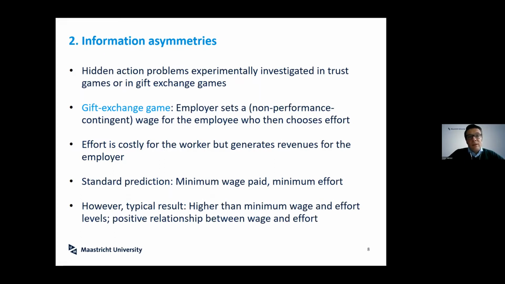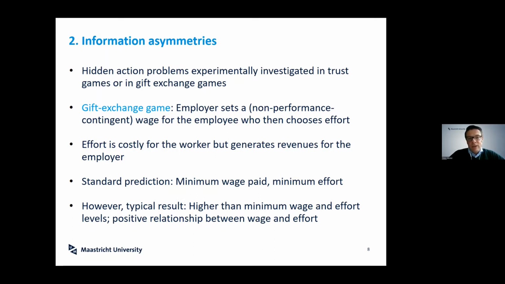Now, studies in this area focus predominantly on hidden action problems, and these hidden action problems are experimentally investigated in trust games or in gift exchange games. And the gift exchange game consists of two decisions. The first decision is that the employer decides on a wage for the employee. So this wage is paid non-contingent on performance. And then in the next step, the employee chooses effort. And in this kind of game, effort is costly for the worker, but it generates revenues for the employer.